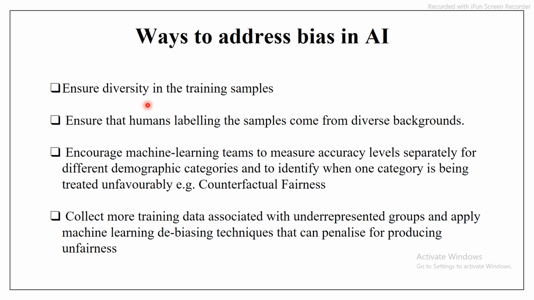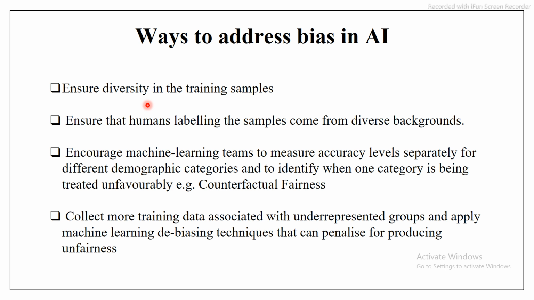To identify whether one category is being treated unfavorably, there is something called counterfactual fairness. It's one of the techniques of explainable AI. This is called counterfactual fairness. This is called counterfactual explanations, okay.